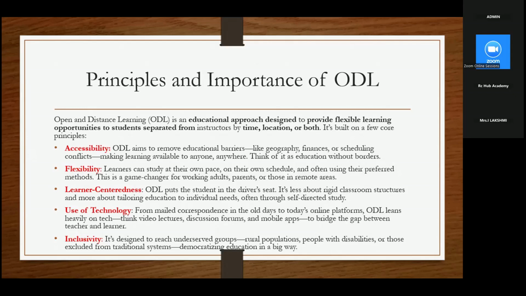Whenever I have time, I can learn particular topics and go here. So this all comes under accessibility, the idea of education without borders. There is no restriction. We don't have to go at 8:30 and sit in class for 1 hour and listen to the class. When I need it, when I have an interest, I can go with this accessibility.